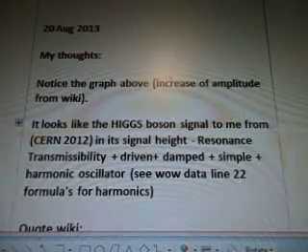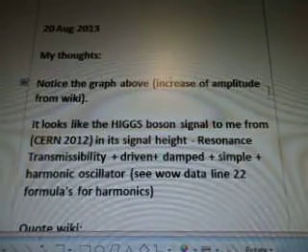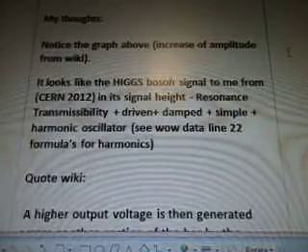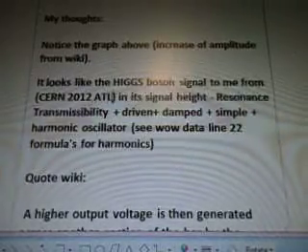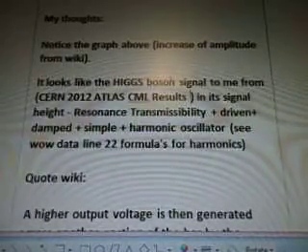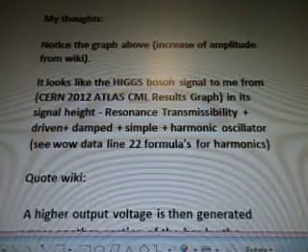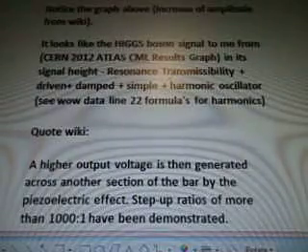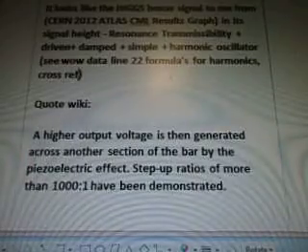August 20th, my thoughts. Notice the graph above, increase of amplitude from Wiki. So if you look under increase of amplitude in Wikipedia, you'll be able to look at this graph. It looks like the Higgs boson signal to me from the CERN 2012 Atlas CMS results graph. In its signal height, resonance transmissibility plus driven, damped, simple harmonic oscillators. See Wow data lines 22 formulas for harmonics. And then we're going to cross-reference that. Lines 1 to 27.